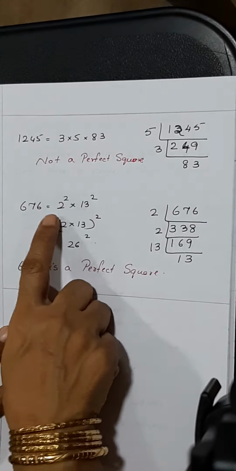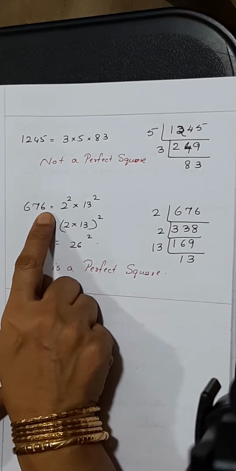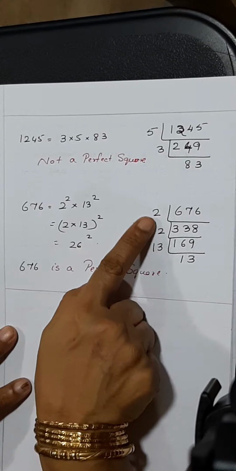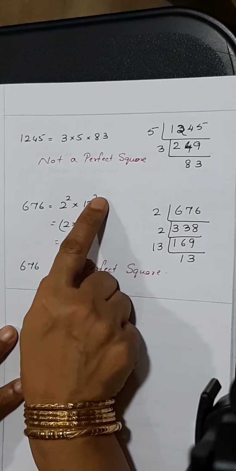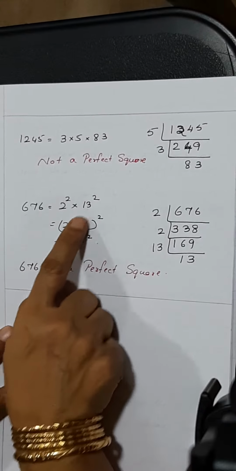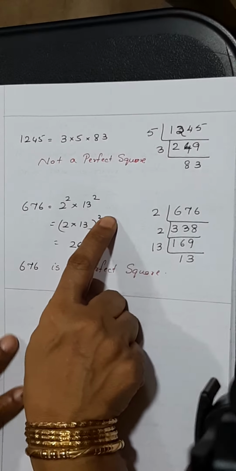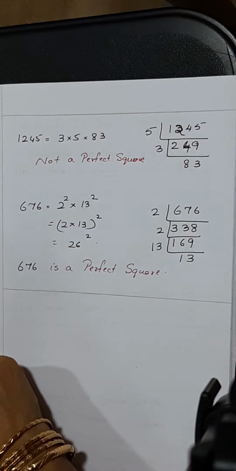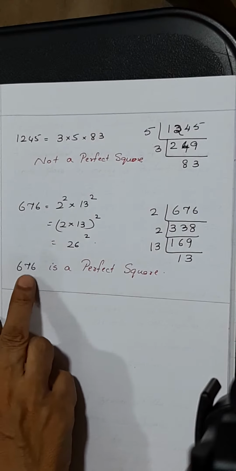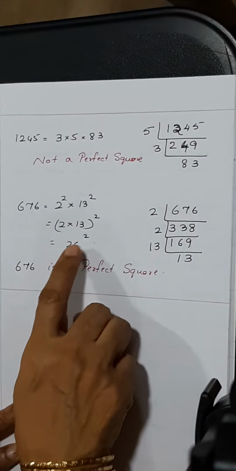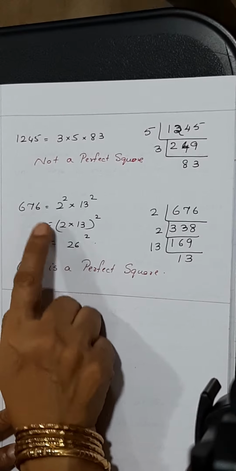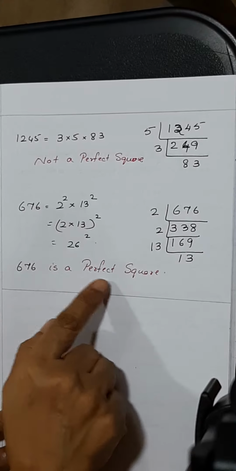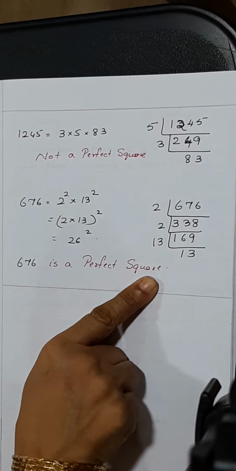Now we will consider another number 676. Again factorizing, you can write this as 2 squared into 13 squared, which can be again written as 2 into 13 the whole squared. So equal to 26 squared. So you are able to write 676 as 26 squared. So 676 is a perfect square.